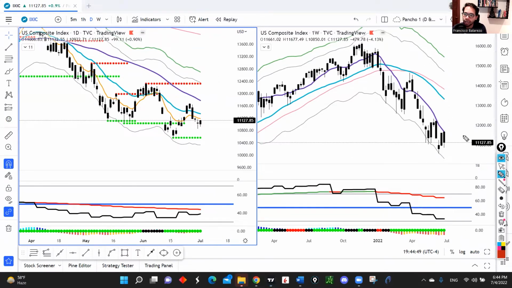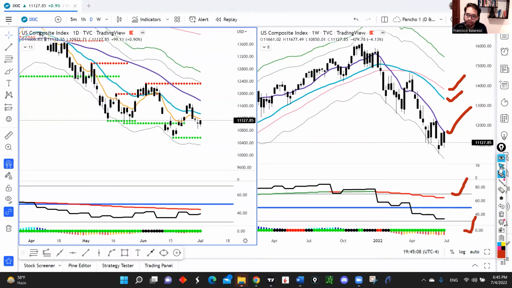For my analysis in the weekly chart, as you can see right here on the right of my screen, I have the 10-week moving average, which is the purple line. I have the 30-week, which is this light blue line, and then I have the 40-week, which is the pink line right here. And then I have the same indicators as I have on the daily chart.